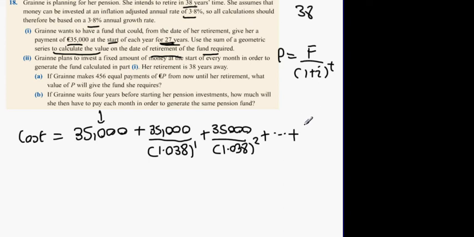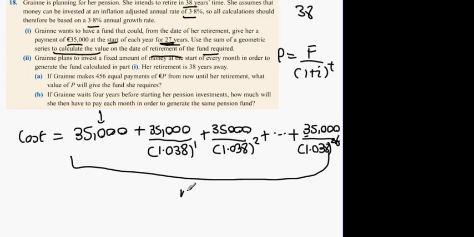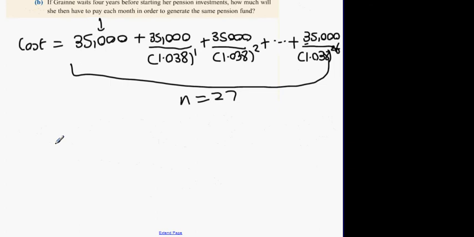So her last payment is going to be at the start of year 27, and at the start of year 27, it's only in there for 26 years. Okay, so this here is 27 payments in total, n equals 27. Now, our A value is 35,000. Our R value is 1 divided by 1.038.